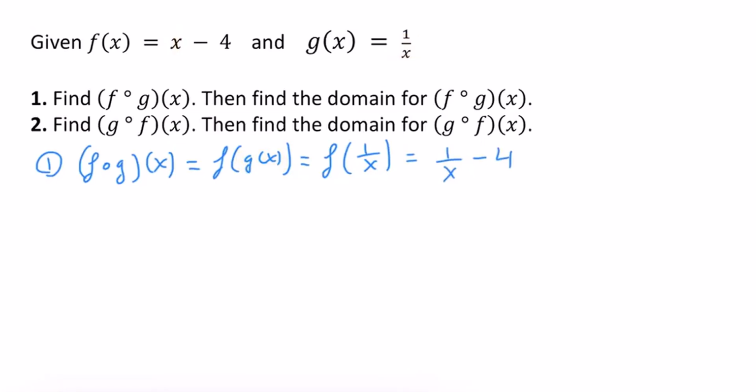Let's get the domain of f circle g. So the domain of f circle g contains 3 steps. The first one is the domain of the inside function, which is g of x. So we need the domain of g of x, and g of x is 1 over x. So here we don't have square root, but we do have fraction here. We have fraction, so the denominator, in this case just x, cannot equal to 0.